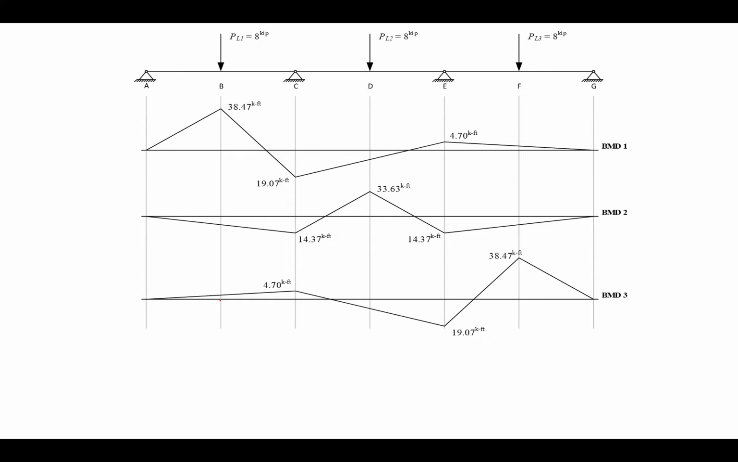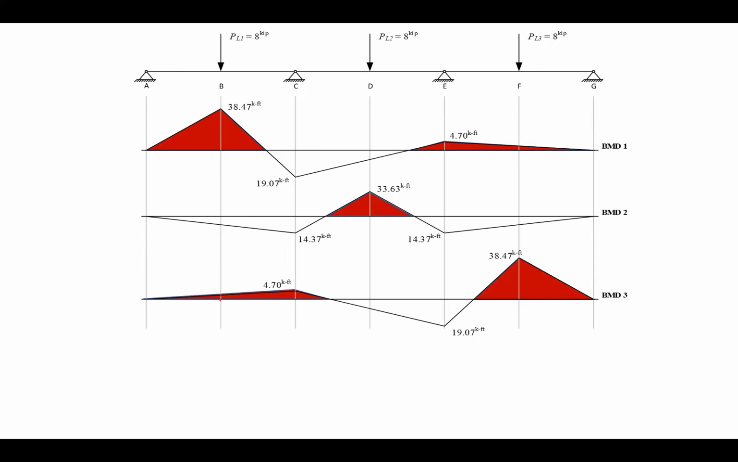But now if we go through and do a range add, it's going to look at bending moment diagram number one, and it's going to say, okay, bending moment diagram number one is positive in those regions. Bending moment diagram number two is positive in that region, and bending moment diagram number three is positive in that region.